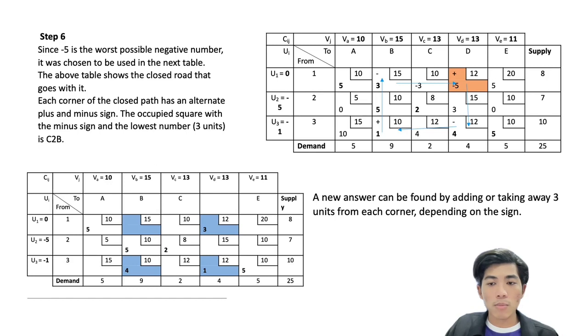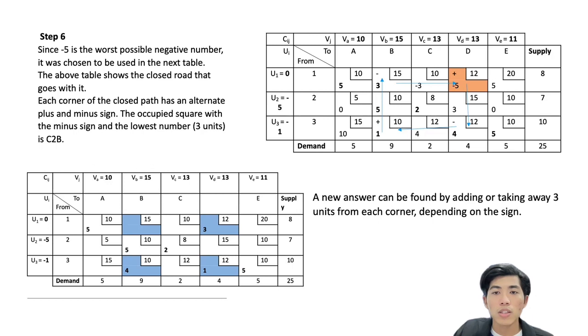Next, a new answer can be found by adding or taking away 3 units from each corner depending on the signs. So as you can see, by adding 3 units to the corner, the -5 becomes 3, by taking away the 3 units, the 4 becomes 1, by adding 3 units, the 1 becomes 4, and by adding 3 units, the -3 becomes 0.